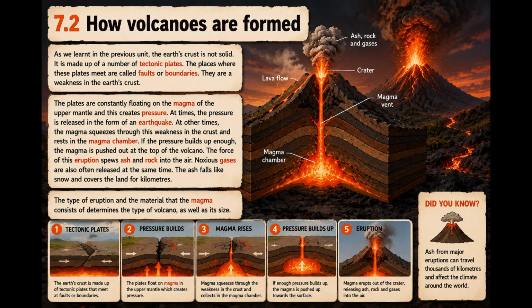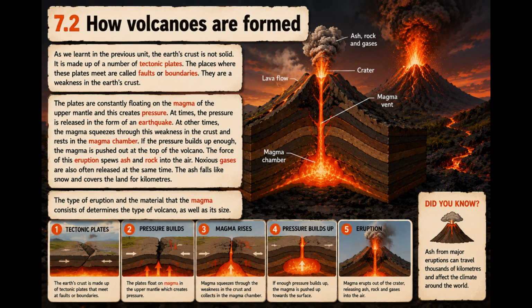How volcanoes are formed. As we learnt in the previous unit, the Earth's crust is not solid. It is made up of a number of tectonic plates. The places where these plates meet are called faults or boundaries. They are a weakness in the Earth's crust. The plates are constantly floating on the magma of the upper mantle and this creates pressure. At times, the pressure is released in the form of an earthquake.